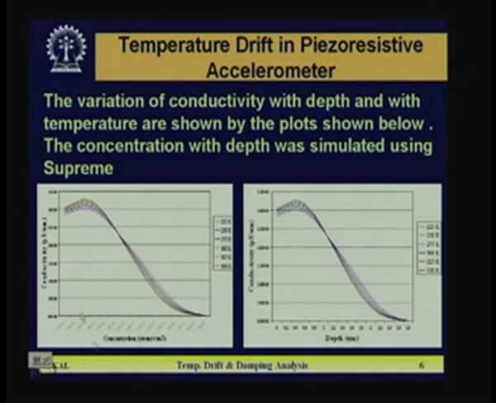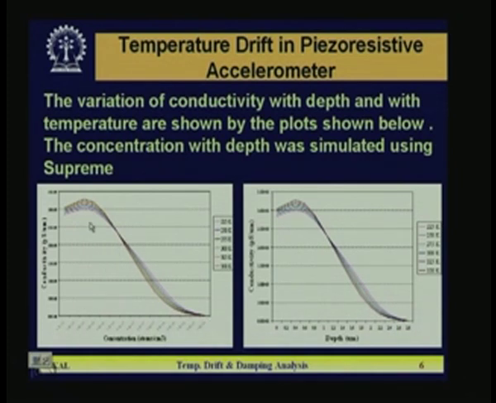Here the first plot is concentration versus conductivity, and the second plot is depth versus conductivity, the junction depth. As I mentioned in the last lecture, the total resistance value also depends to some extent on the junction depth. Here both plots are shown for different temperatures. We have used 225 Kelvin to 350 Kelvin, so a variation of more than 100 degrees C. The variation of conductivity with concentration, taking care of the change of mobility with temperature, is shown in this curve.